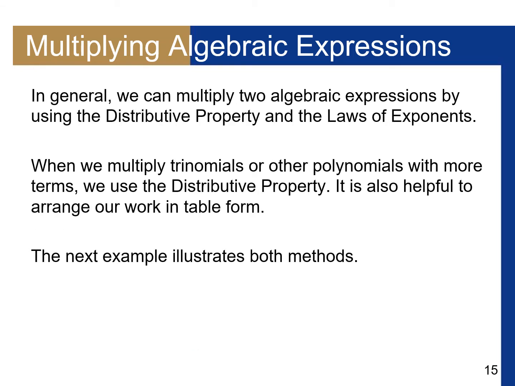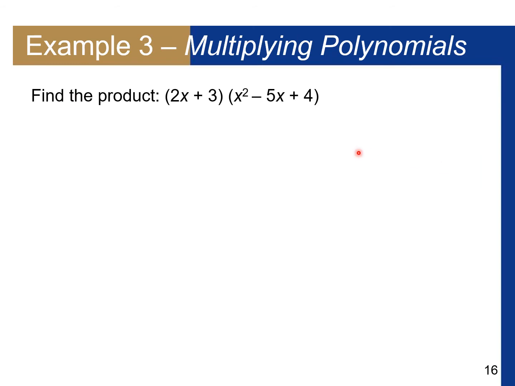In general, we can multiply two algebraic expressions using a distributive property and the laws of exponents. When we multiply trinomials and polynomials, we use a distributive property. So it is helpful to arrange our work also in table form. So you can look at both methods here. Here, finding the product, I would say 2x times this entire thing plus 3 times this entire thing.